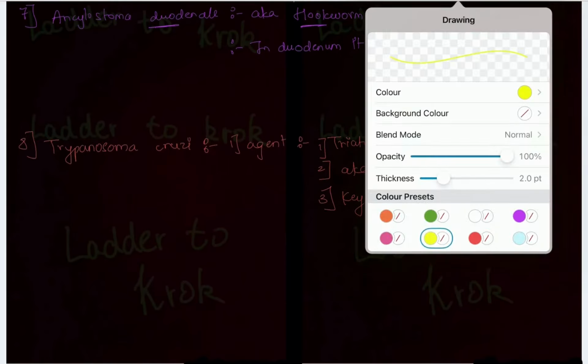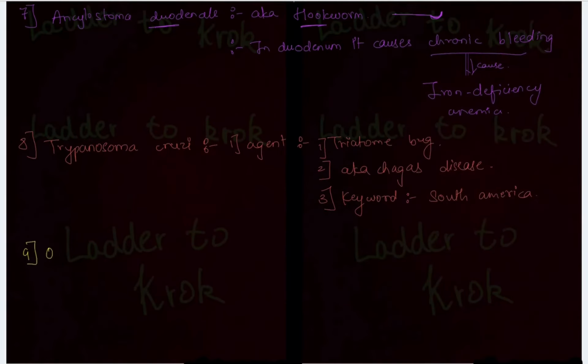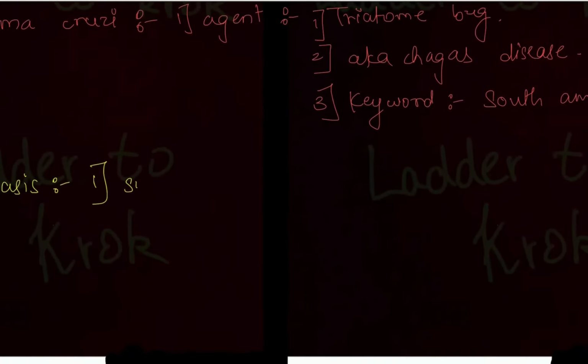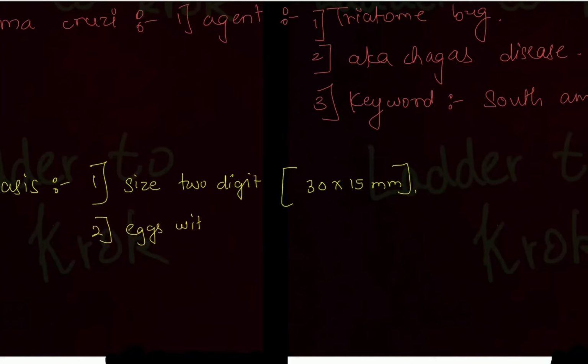The next helminth that you should know is Opisthorchiasis. This Opisthorchis, its size will be given in the question, and the size will be 2-digit. For example, this is its size: 30 times 15 millimeter. It will have eggs with operculum. Now many helminths have eggs with operculum, so this doesn't become a very unique feature for this helminth.